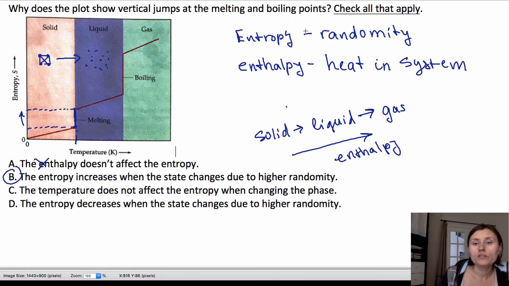Now let's continue, because it says check all answers that apply, right? So we're going to continue and look. Option C. The temperature does not affect the entropy when changing the phase.